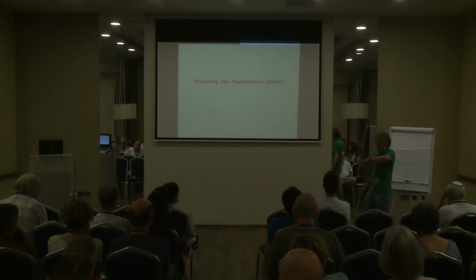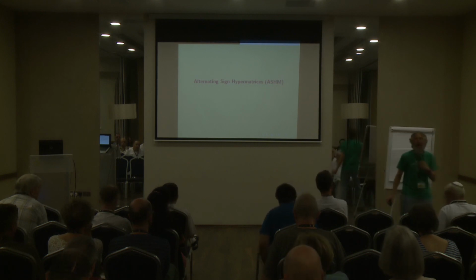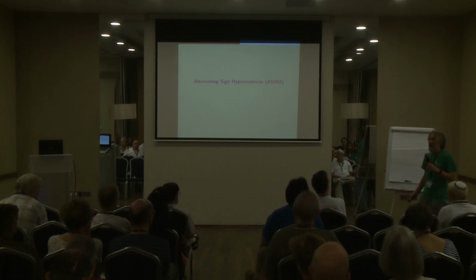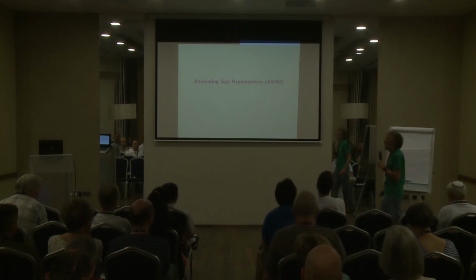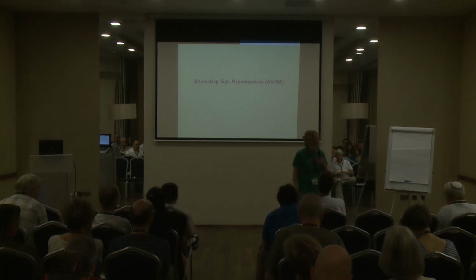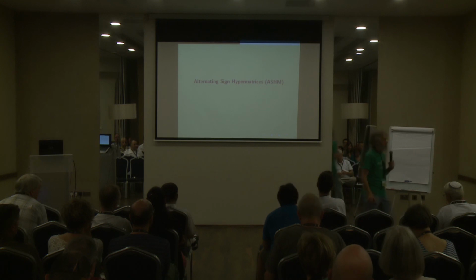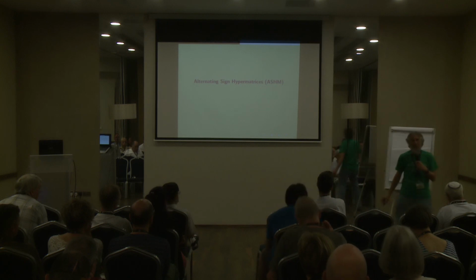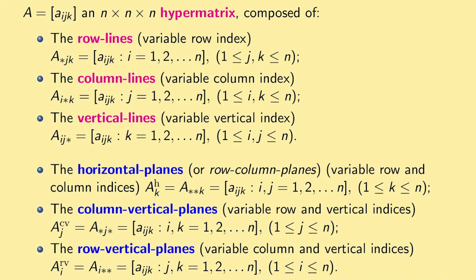All right, so I have to get to my punchline. Alternating sign hypermatrices. Well, hypermatrices like hypergraphs, like tensors, like multidimensional matrices, okay, are quite in vogue these days. Many people are looking at those, okay?